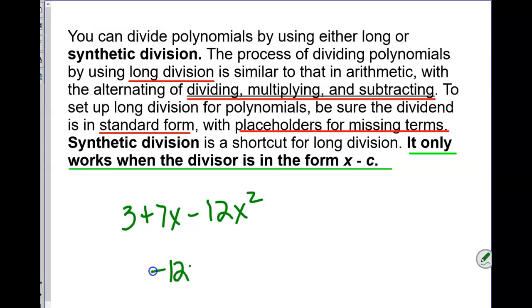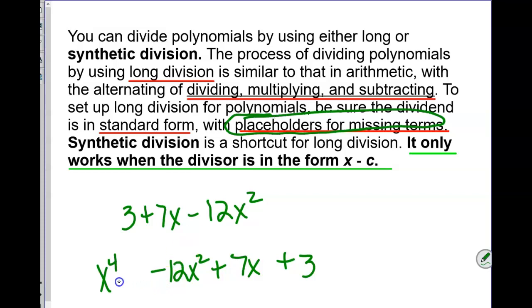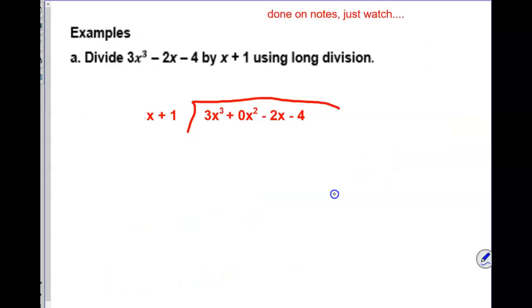I have to put the negative 12x squared, then my exponents have to go down, right? The other thing that has to happen is if this had an x to the fourth out here, you have to have a placeholder for any missing term, like this would have a 0x cubed when you go to divide it out. Do you remember that part? Placeholders? Okay. Synthetic division is fantastic, but it only works if what you're dividing by is x plus 5 or x minus 3. Okay?